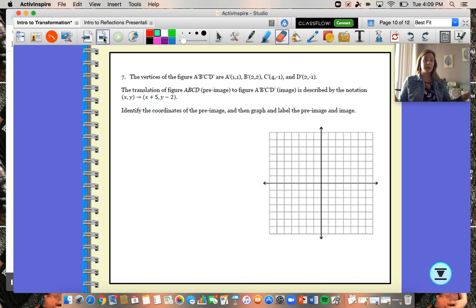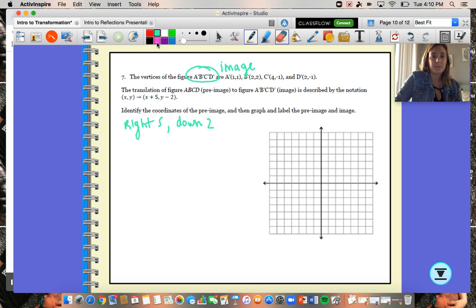Okay, so I'd super encourage you, if you haven't tried one on your own, to pause the video and try this one now, because we're coming to the end of this lesson. So the vertices of figure A prime, B prime, C prime, D prime are these. Oh, look at that. They're primes. This is the image. A transformation has already happened. So the translation of the figure, of the pre-image, is described by this notation. So it went right 5 and down 2.